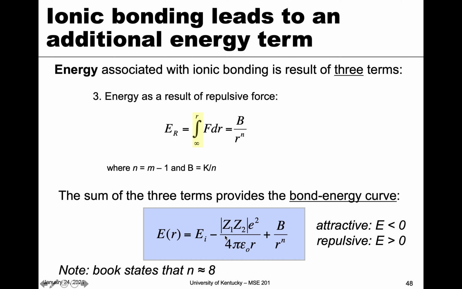So basically if we put all those things together, and again, don't worry too much about how we got the equation, if we sum all 3 of those components for energy, we get the Coulombic term, the repulsive term, and then we have this E sub I, which is that ionization energy. So that third term is a result of that. And in this case, the book is giving the value for this repulsive exponent n as around 8, but again, it can change.